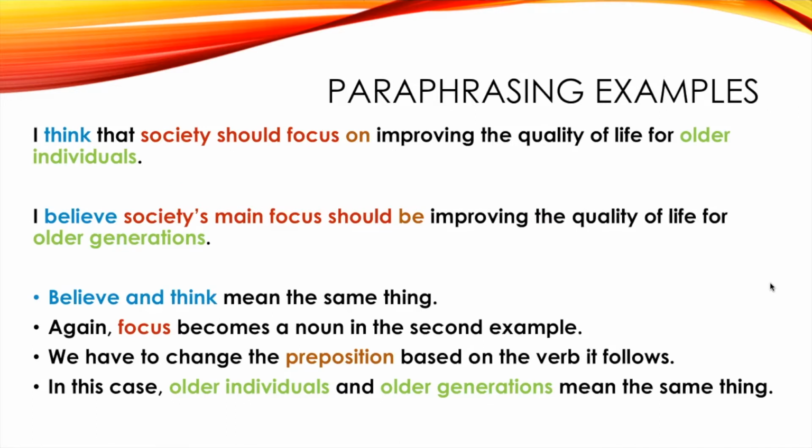Let's look at another example. I think that society should focus on improving the quality of life for older individuals. I believe society's main focus should be improving the quality of life for older generations. Again, look at how some of the words changed and how the order changed a little bit. Believe and think mean the same thing. Focus becomes a noun in the second example; in the first example, it is a verb. We have to change the preposition for each example based on the verb it follows. And in this case, older individuals and older generations mean the same thing.